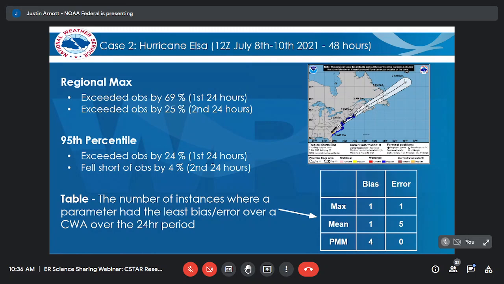And then looking at the table, here you have the number of instances where a parameter had the least bias or error over a CWA over the 24-hour period. You can see that in this case, the probability match mean really reduces the error, although it does have a pretty good bias.